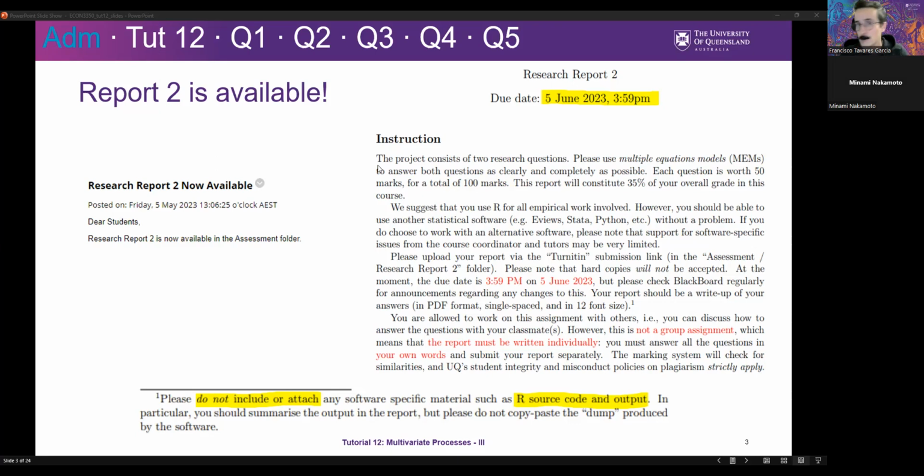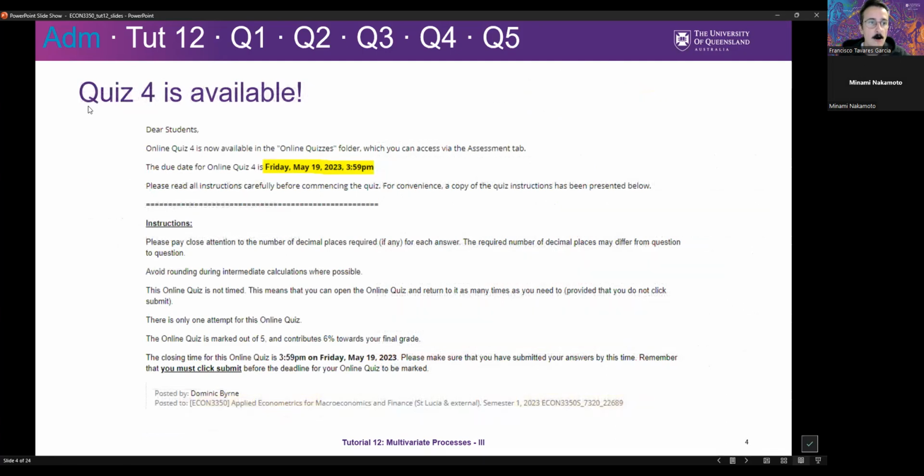Okay, so let's continue. Let's go back to our tutorial. So your report 2 will be due on the 5th of June. So you still have more than 2 weeks, right, to solve, and that's it for the report. Also, you have your quiz 4 available. If you haven't submitted it yet, you have until Friday before 4 p.m., this Friday. So good luck with it.